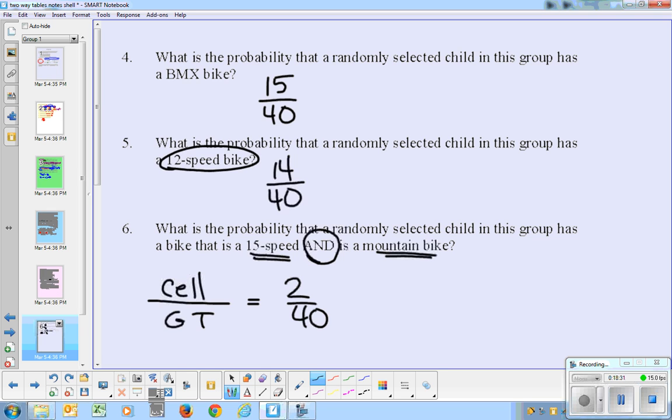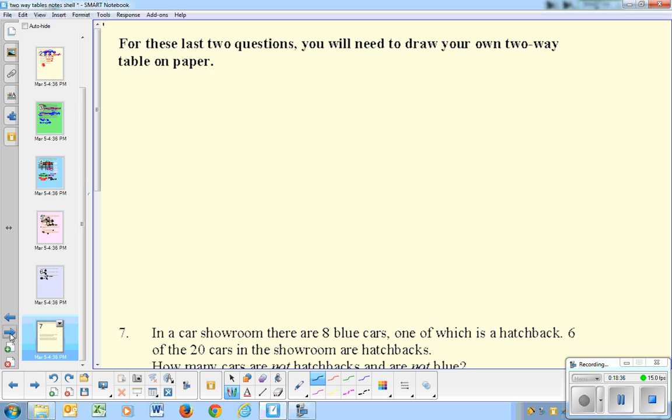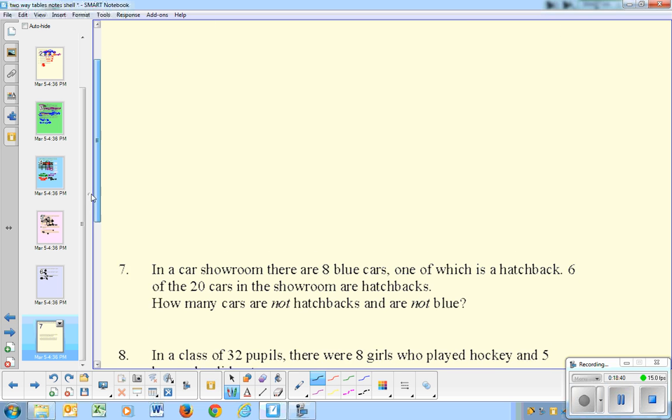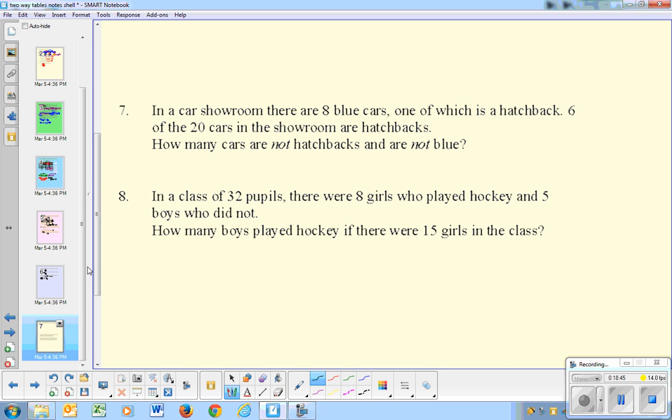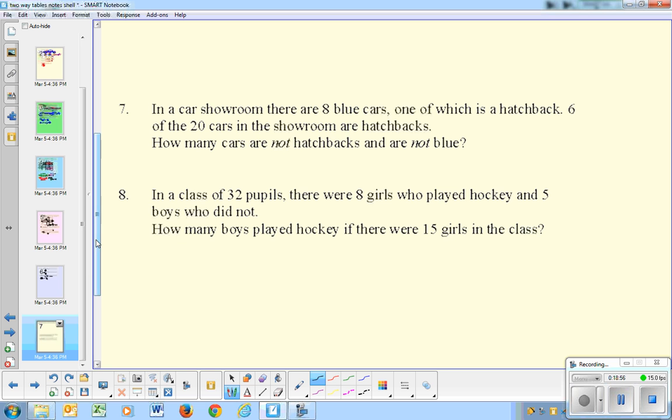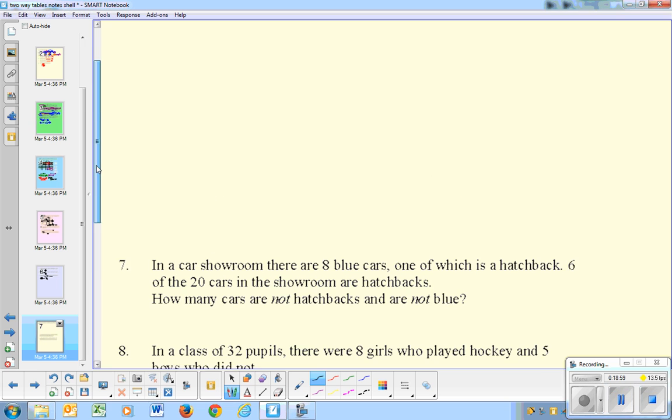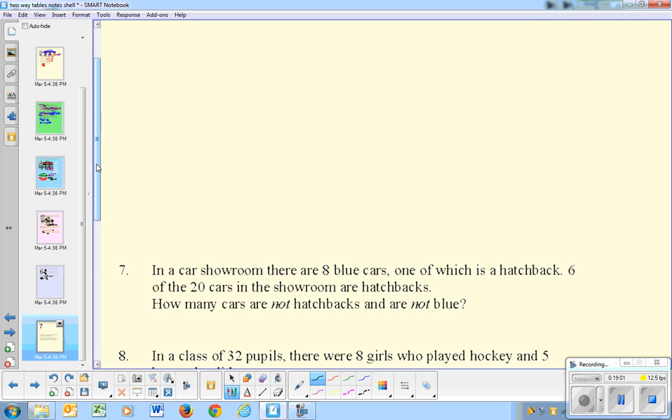Now, there are 2 more questions. Tomorrow at the start of class, I am going to verify that you have these done and done correctly. For each one, you need to make your own two-way table. I'll get you started, okay? So number 7 says, in a car showroom, there are 8 blue cars, 1 is a hatchback. 6 of the 20 cars in the showroom are hatchbacks. How many cars are not hatchbacks and are not blue? So maybe a tricky thing here is to figure out which variables you have. So you have to kind of read carefully and decide what's mentioned here.